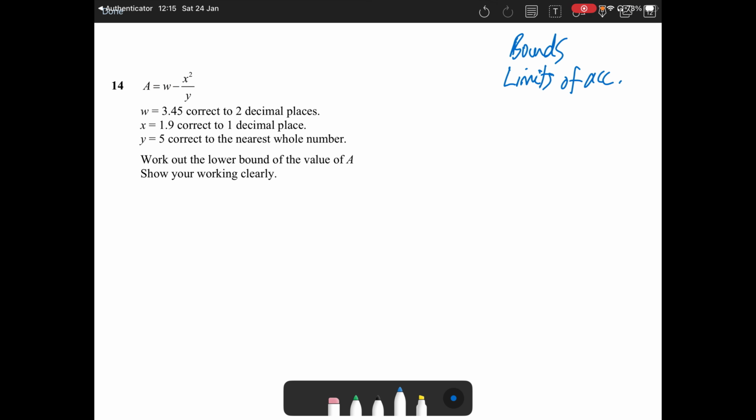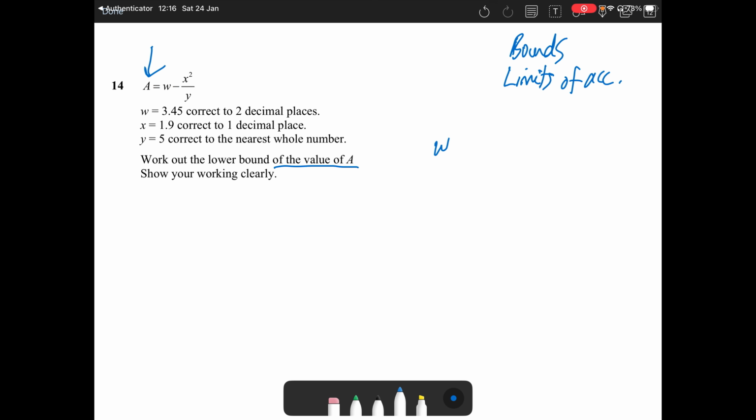So, okay, lower bound of A. What this means is what is the smallest possible value of A? Okay, before I get to what this means, let's think about W, right? So we've got three different letters, three different ways that they could be rounded. So we'll start with W first. W has been rounded, and as a result, we've got 3.45. Okay? We've rounded to 2dp.